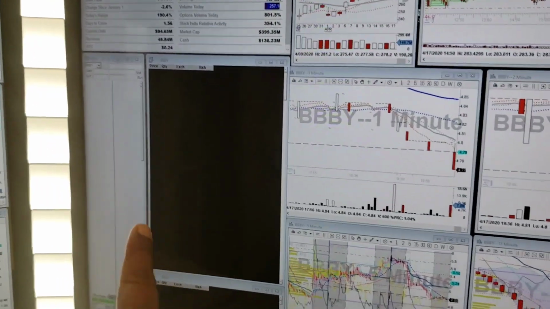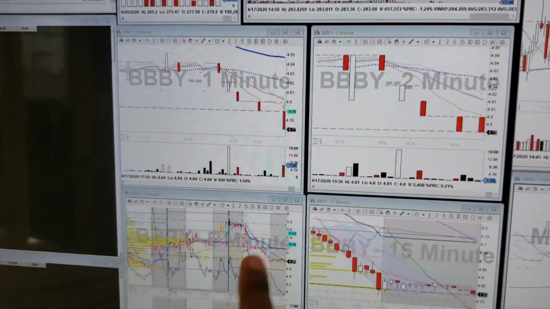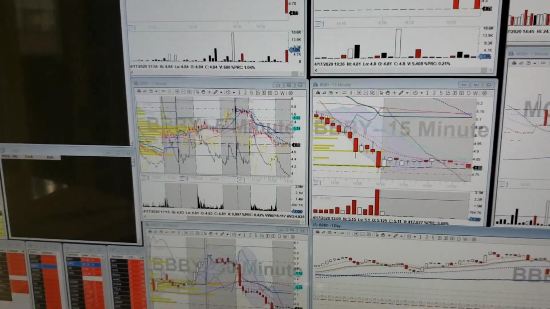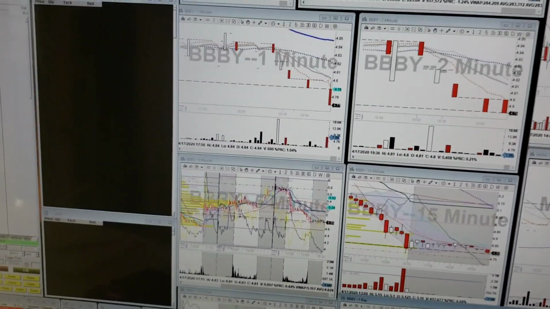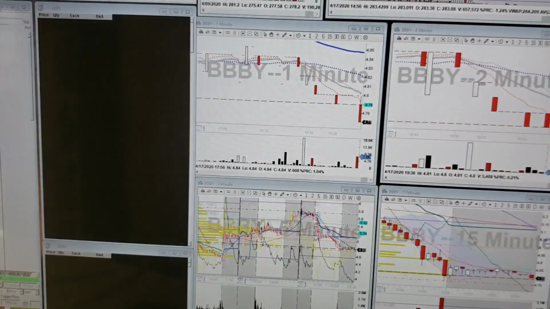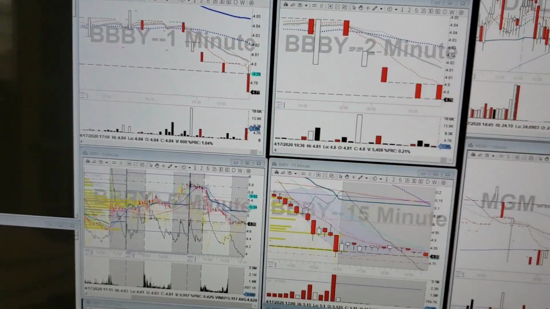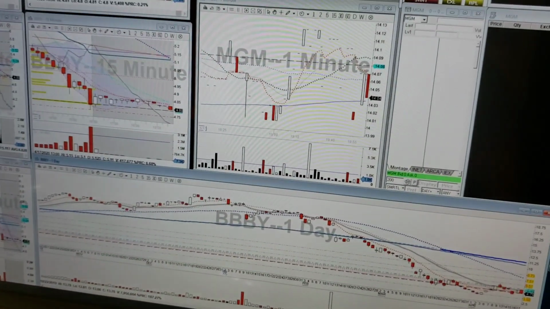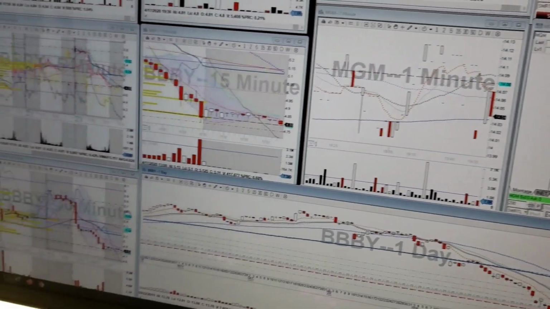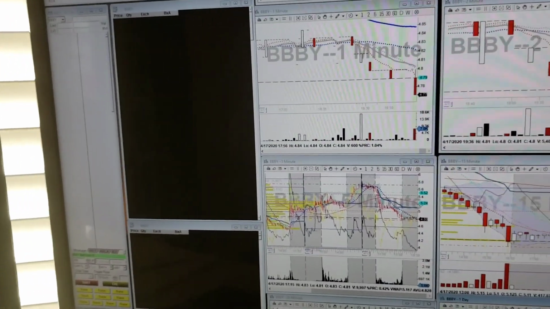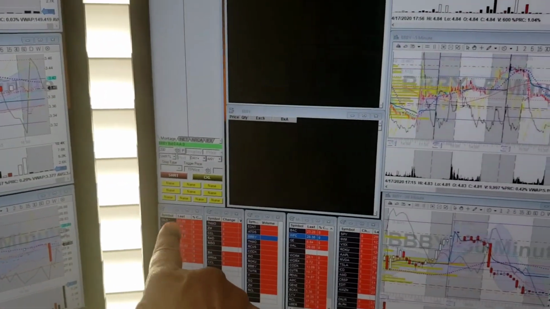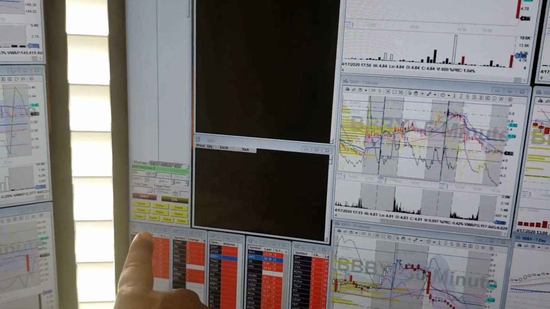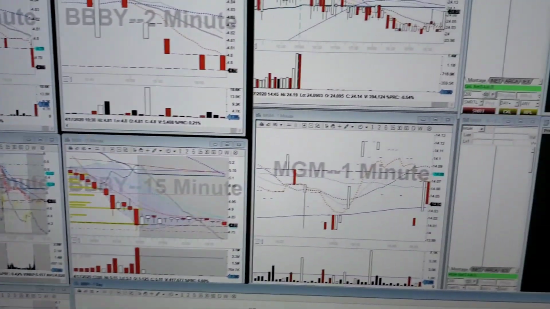And this main montage is linked to the 1-minute chart, 2-minute chart, 5-minute chart, 15-minute chart, 30-minute chart, and the daily chart. I primarily trade with the 1-minute and the 5-minute, but I like to monitor the other time periods as well. And this is the daily chart, where I draw my levels. So this main montage is linked to my primary watch list, which is this watch list. I'll talk about the watch list in a minute.